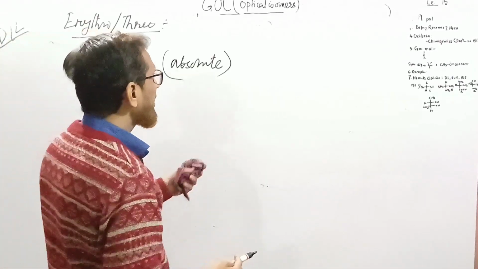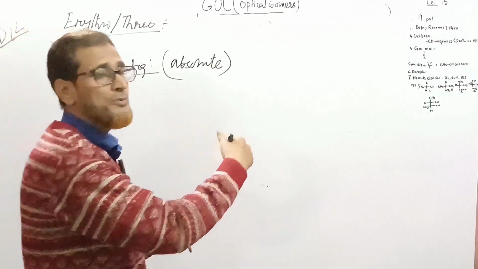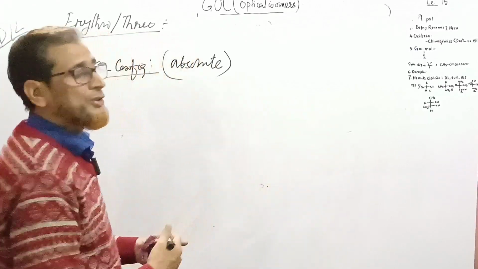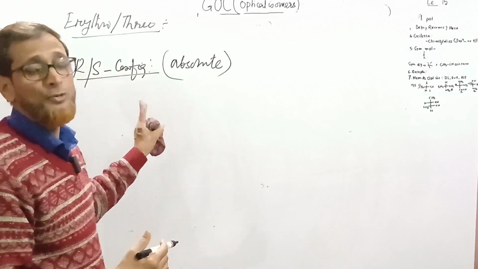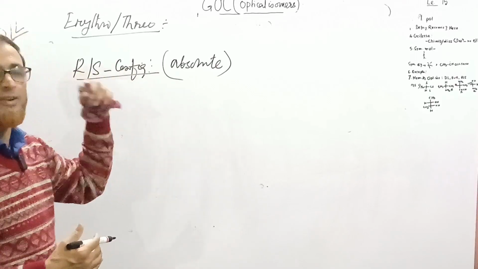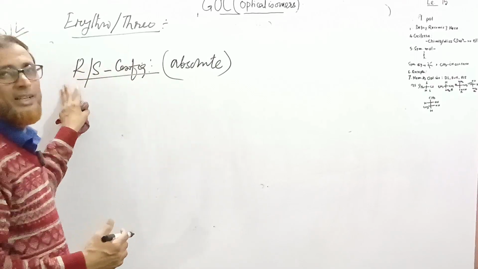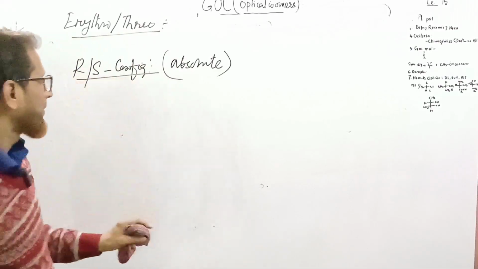Am I right? So earlier we told that some compounds have the ability to rotate light towards the right and some towards the left. Now we will designate which compound rotates light towards the right and which towards the left, and we will designate it by R and S configuration. And this configuration again is based on priority.